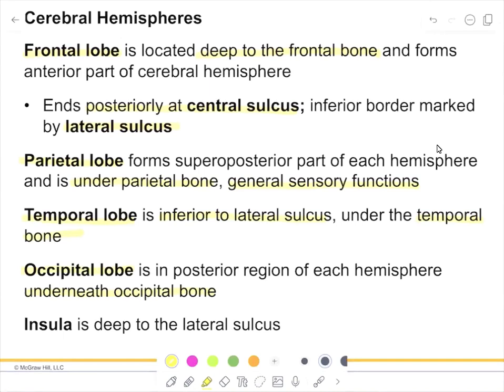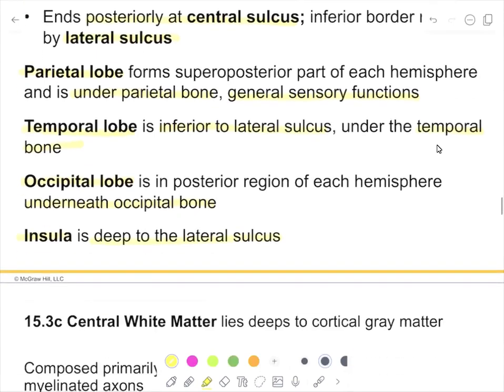The fifth lobe is the one that is deep to the lateral sulcus and can only be seen if the other lobes are retracted.